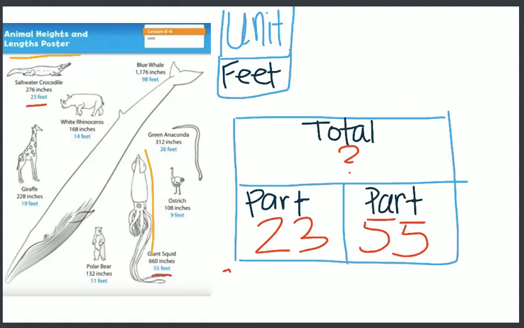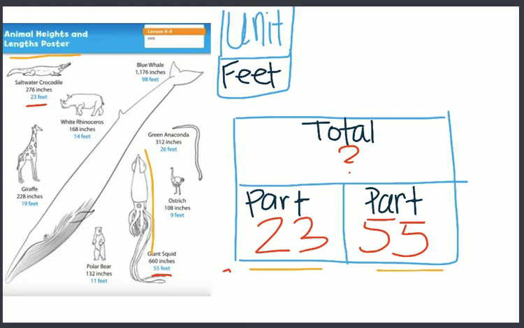You may already be adding mentally in your head, and you might have started at the big number, 55, and added the tens from the second number over here in the parts, right? So you might have said 55 plus 20 equals 75, and then added the ones. 75 plus 3 equals 78. And you might have said the total length is 78 feet. And don't forget the feet part, because we have units. Unit is feet.